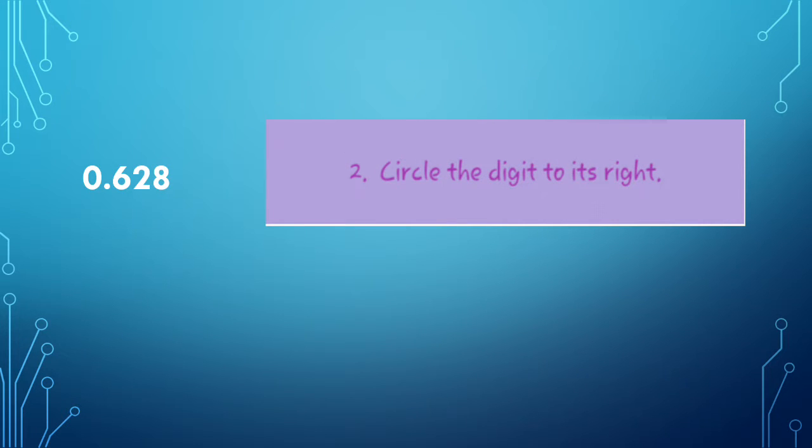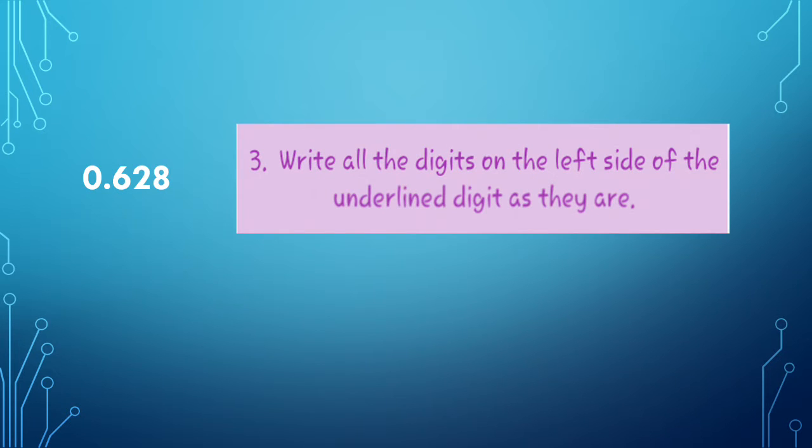Next, step number 2: circle the digit to its right. So this is the underlined tenth, and we circle the 2, which is to its right. Step number 3 is to write all the digits on the left side of the underlined digit as they are. So what are the digits on the left side of the 6? It is the 0.